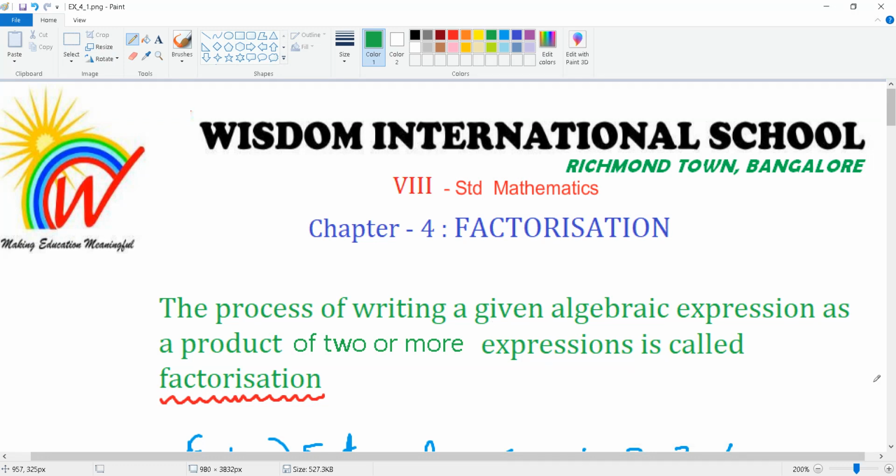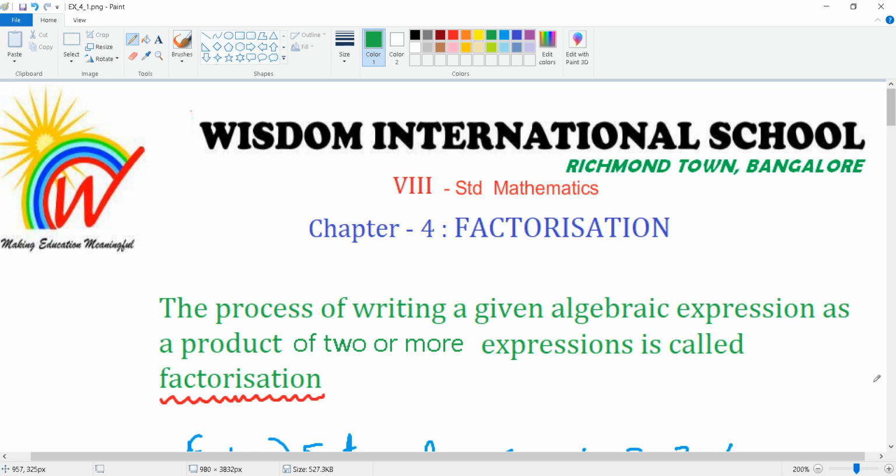Okay, so children, we had learned algebraic expressions and we have completed the chapter. Hope you have all completed the exercises and you have understood the chapter well. So now we will start with the next chapter, chapter number 4, factorization. First, let's see what factorization actually means.